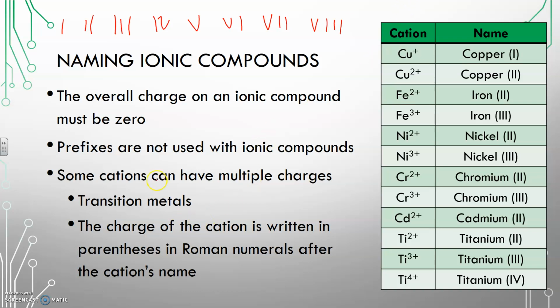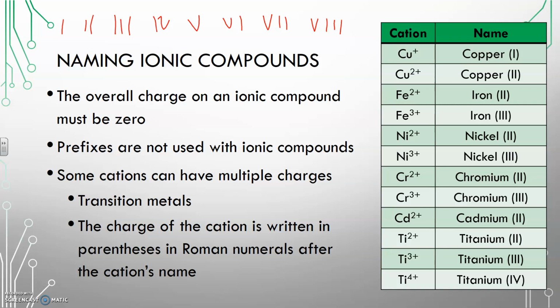Now, remember, these Roman numerals tell you only what the charge on that atom is. If you see a copper II, that's copper 2, it means that that copper has a +2 charge on it. If you were to see a copper IV, copper 4, it means that that copper atom would have a +4 charge on it.